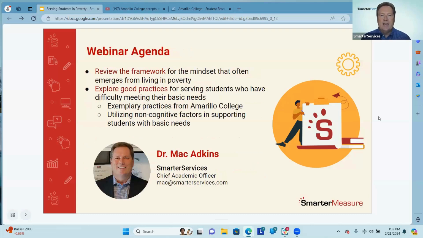What we're going to be doing today is, first of all, reviewing the framework that is the mindset that often emerges from living in poverty. We're not going to spend as much time on that as we did in the first session, but in case there are those who were not in the first session, we will give it a cursory review. Most of our time today will be spent exploring some good practices about serving students who have difficulties in meeting their basic needs. Most of the content we'll look at today are examples of good practice from Amarillo College.